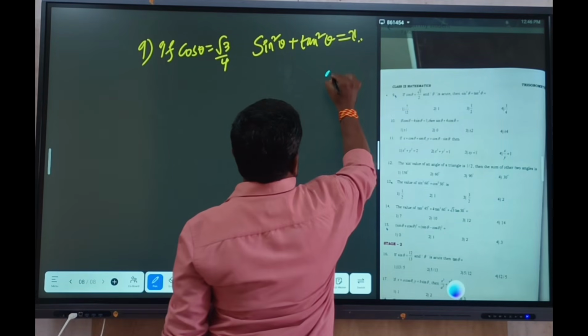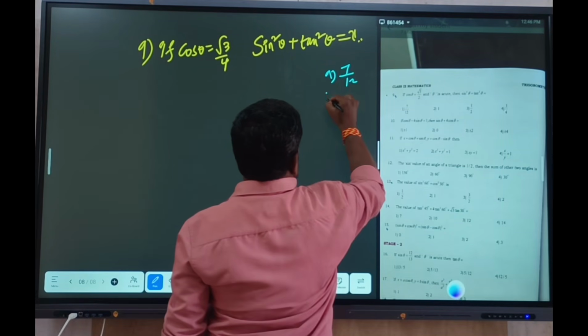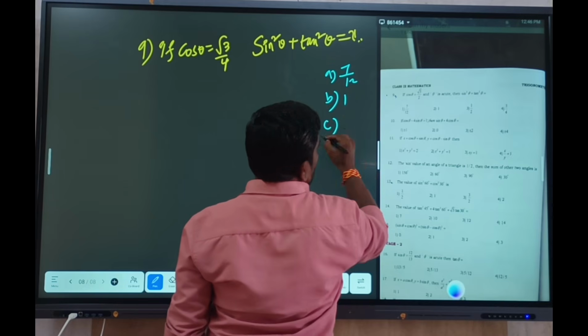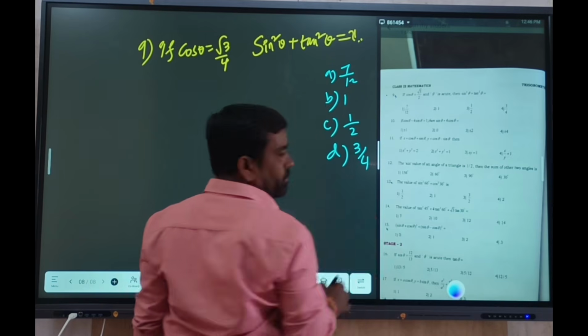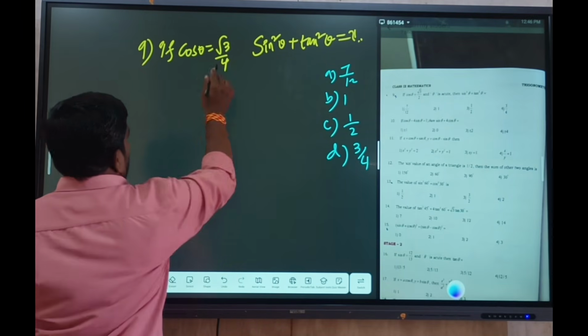Options: A is 7 by 12, option B is 1, option C is 1 by 2, option D is 3 by 4. Cos theta is root 3 by 4.